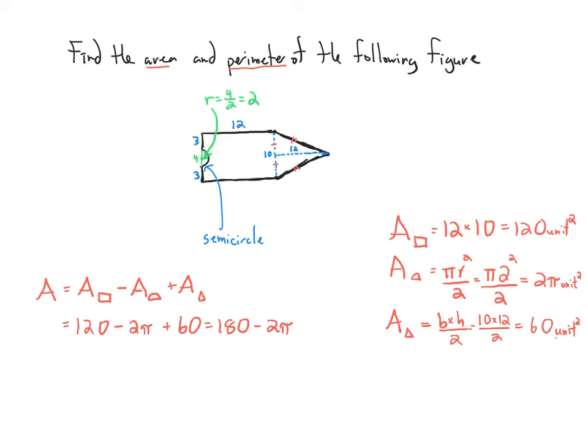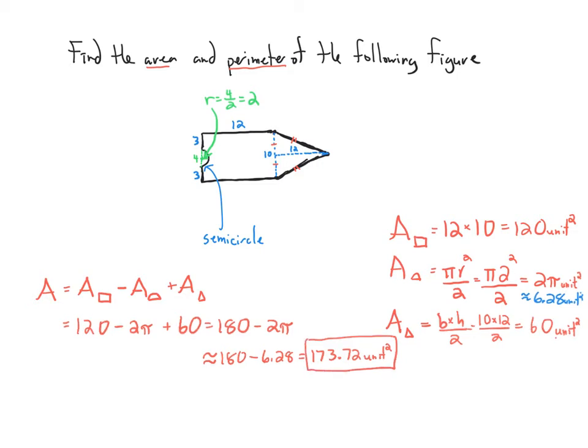If we wanted to approximate it, well, we could just make pi equal 3.14, and then 2 times 3.14, you can check, is 6.28 units squared. So it's approximately 180 minus 6.28 units squared, which is, if I do that subtraction, 173.72 units squared. So there's the area of this figure.